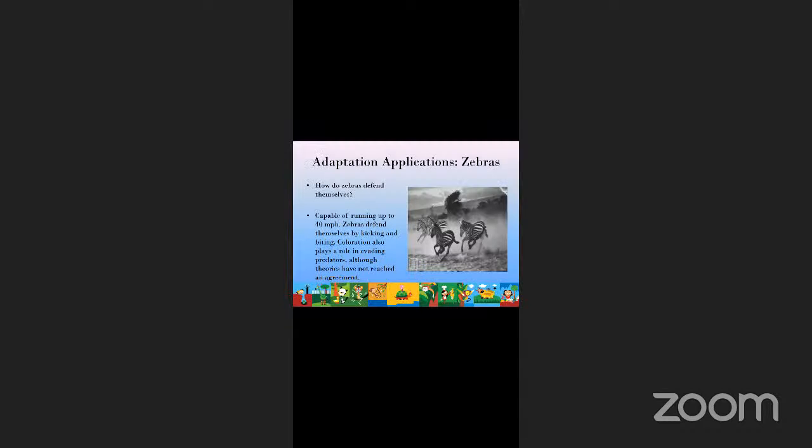Then another one is zebra. Zebra's adaptation is that it can run very fast. Okay, and it usually defends itself by kicking and biting. Using that, it will defend itself. And also it has black and white stripes. Even using that, it can protect itself from the predators. Okay, so these are some of the physical and behavioral adaptations.